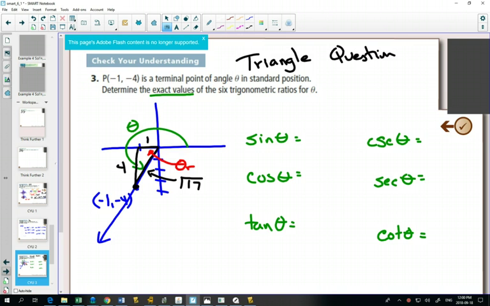Now I've got a triangle. If my reference angle is here, in this triangle, what is sine of my reference angle? Opposite over hypotenuse. And so sine of theta here will be 4 over root 17. And according to our CAST rule, should that be a positive value or a negative value? It should be negative, because it's in quadrant 3.